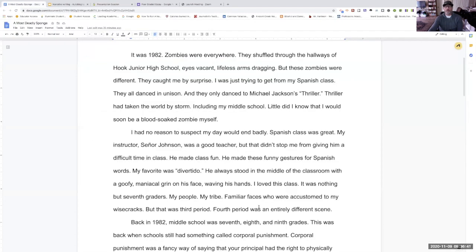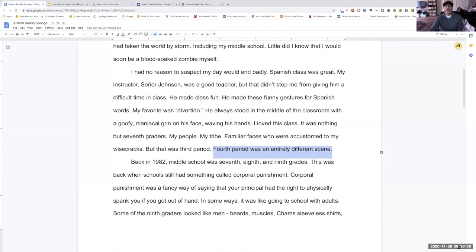And then that final sentence here: fourth period was an entirely different scene. Again, in this paragraph, I kind of have a hook or a topic sentence: I had no reason to suspect my day would end badly. So that's my beginning. The middle is sort of what was happening in Spanish class. And the end is, now I've got to go to this class that I'm not entirely comfortable with. So, moving on to the next paragraph.